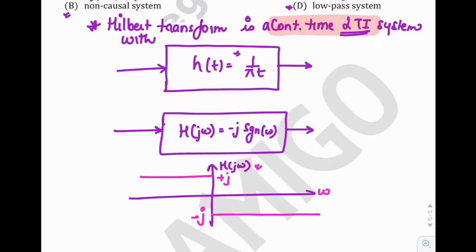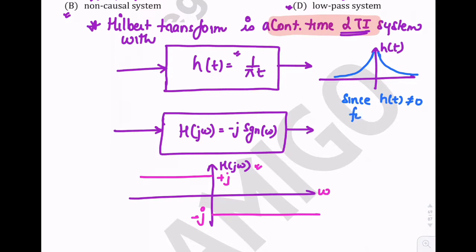Now if I draw h(t), then h(t) will be like this. h(t) can be drawn like this. Now we can see that h(t) is not 0 for t less than 0, so the system is non-causal.